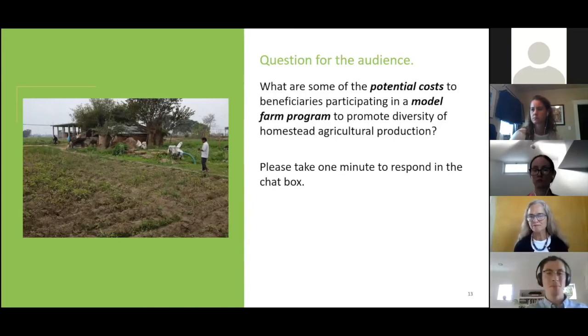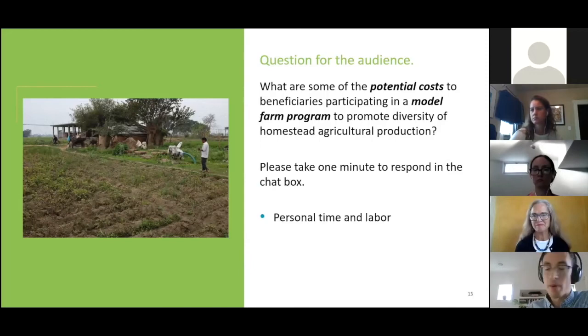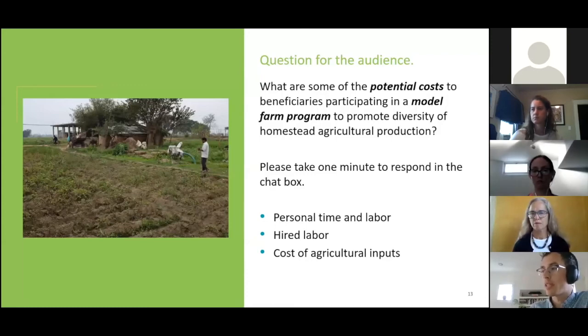Right. Cool. I think you've hit most of the ones that I wanted to talk about. Personal time and labor are, of course, very important. Hired labor: people participating in these programs might hire additional people to work on their land in order to support their activities. And of course, they have to pay for the cost of agricultural inputs. And you mentioned a couple others. They may have fees associated with trainings. They may pay for childcare, etc. These are all very important costs.